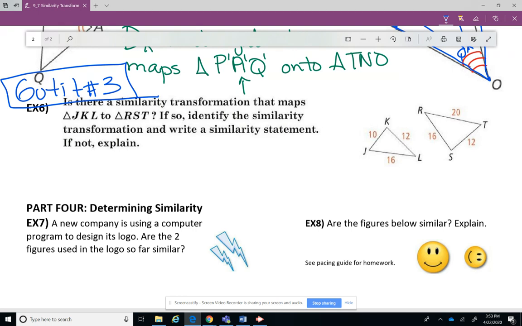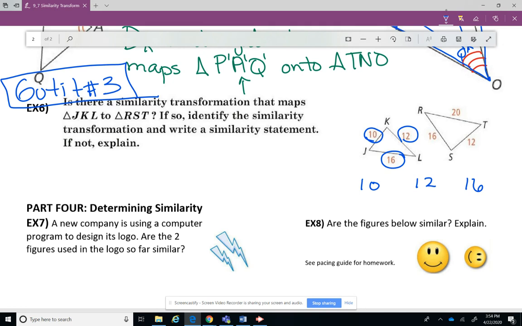Now remember, I'm just going to refresh your memory. I'm not going to do this one for you. If we were trying to figure out if these were similar using side similarity statement, I'm just going to set it up for you and let you do the rest. Take 10, 12, and 16 and put them in a row and put them all as the numerators. 10, 12, 16. I put them in order from smallest to largest.